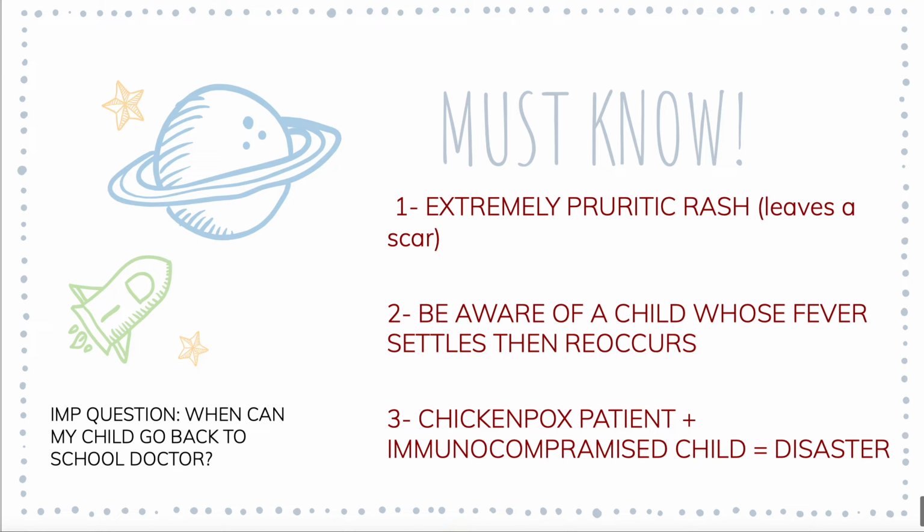Okay, so what are the most important things that we need to know about chickenpox? First of all, it is an extremely pruritic rash, meaning it is extremely itchy, to a point that if the child itches the rash aggressively, they're going to have a permanent scar and pigmentation. So be aware of a child whose fever settles and then reoccurs. Why? Because it means that the child is having a secondary bacterial infection, whether by Staphylococcus aureus or Streptococcus.